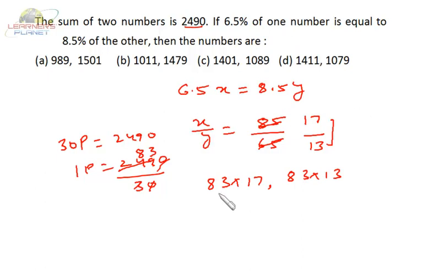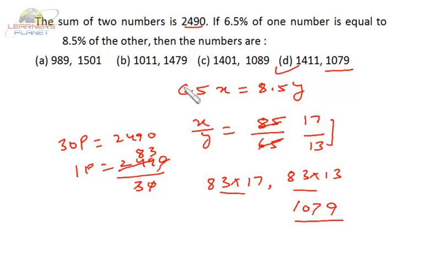You just multiply one of them. No need to do both the calculations. So 13 into 3 is 39, 13 8s are 104, 5, 6, 7. So 1079. We are getting 1079 in only this option. So the other number will definitely be 1411. Okay friends, I hope you are clear.